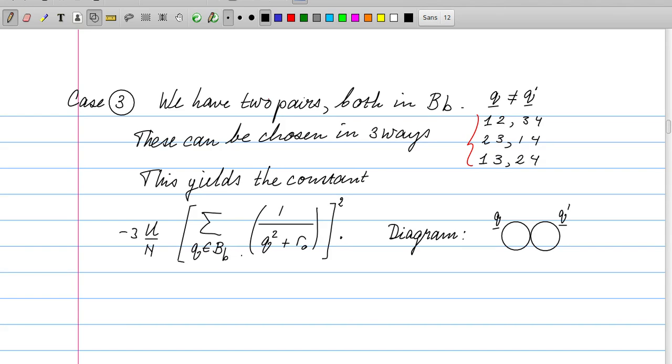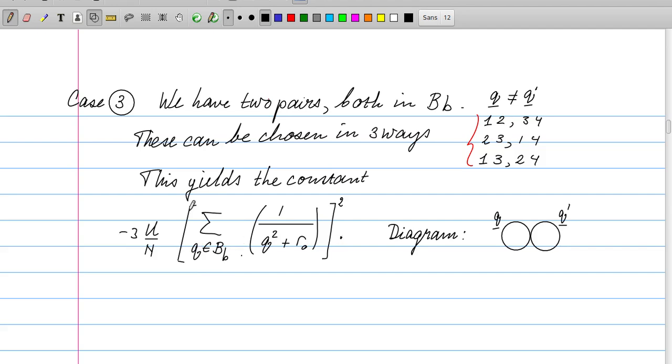Finally, we turn to case 3, where all the q's lie inside the red region. So that's BB, the outer rim of the Brillouin zone. And these x's can only survive if they occur in pairs. So we need two pairs in BB, a pair with q and a pair with q primed, and we can partition the four q's in three ways into pairs. And each pair will give me a correlation function 1 over q squared plus r0. So that's what we obtain after taking the integral over the xq's. And we need to do that for each q and for each q primed. So we have the product of an integral or sum over q and a sum over q primed. But they both give the same result.